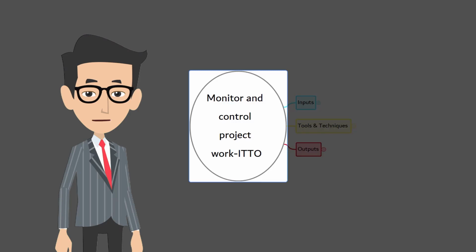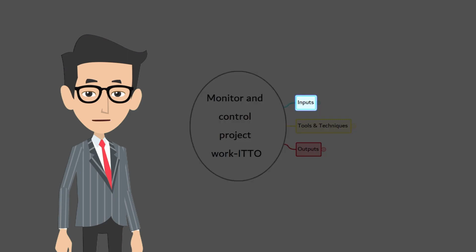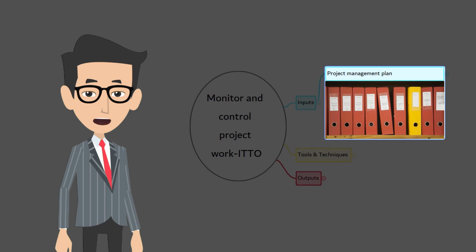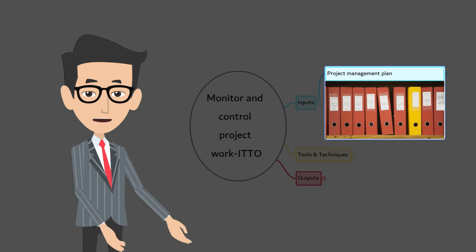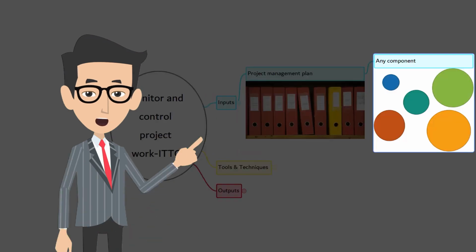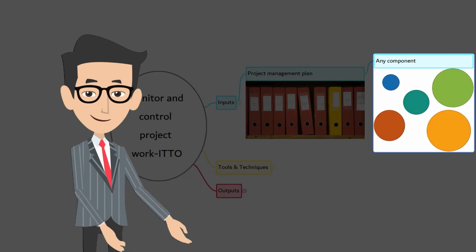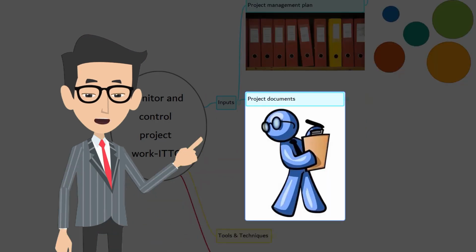Okay, let's discuss the ITTOs of monitor and control project work. First, inputs. The first one in the input list is the project management plan. Here we are talking about any component of the project management plan which may be an input for this process. The second one is project documents.